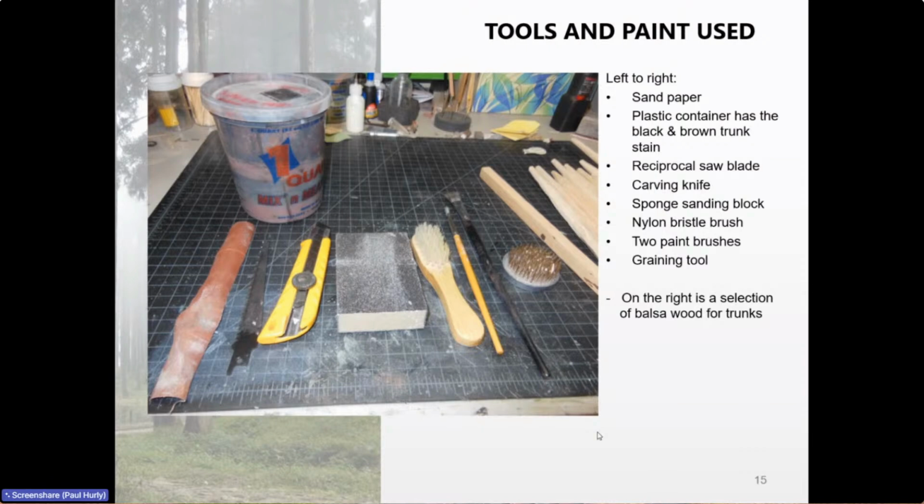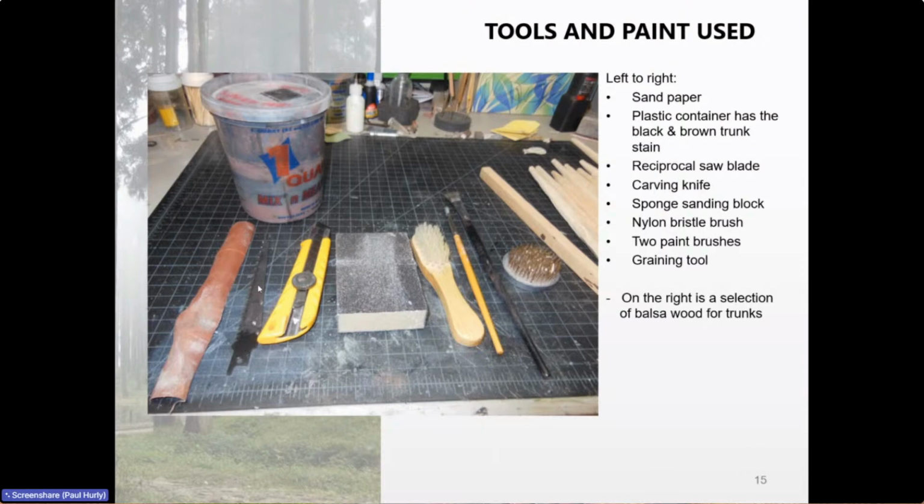Okay. Well, we're going to try and show you how to make some of these famous trees. And these are some of the tools and paints that I use. There's a picture of what I use on the layout to make these trees. Sandpaper, plastic container for your paint. I use a latex paint, usually a mixture of black and brown. The brown's just to tone down the black.